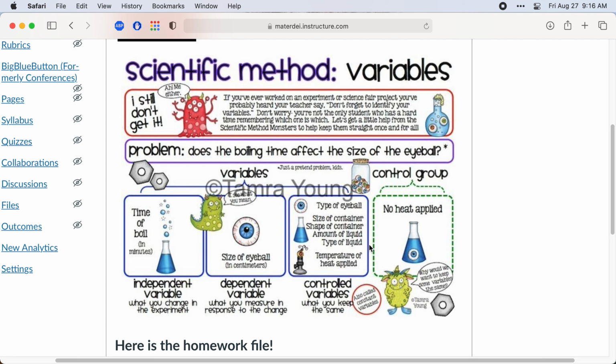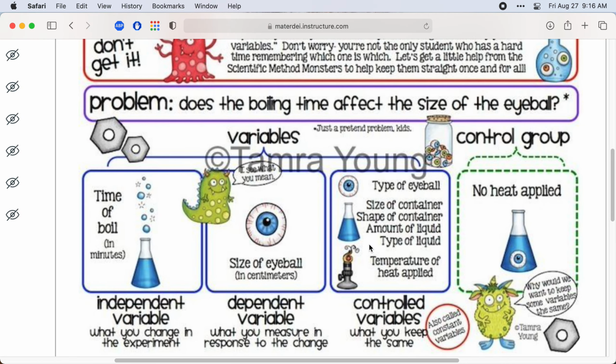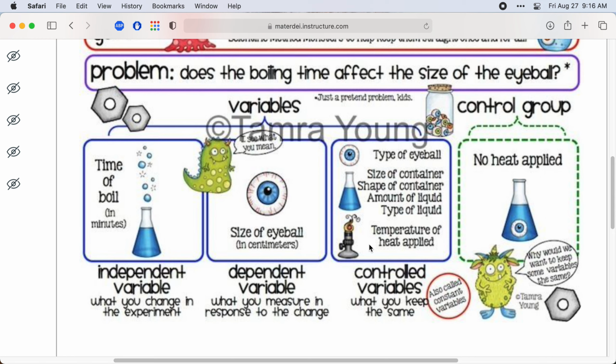So they're going to run through an experiment with the three types of variables, and the independent variable is labeled over here as the one that you are going to change in the experiment. I like to just say, hey, it's the one you're testing. How are you going to keep track of independent versus dependent?